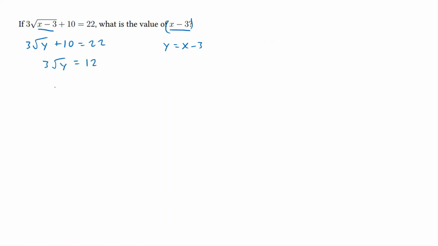Dividing both sides by 3, we get that the square root of y is equal to 4. The number that gives the square root of 4 is 16. Thus y is 16, where y is x minus 3.